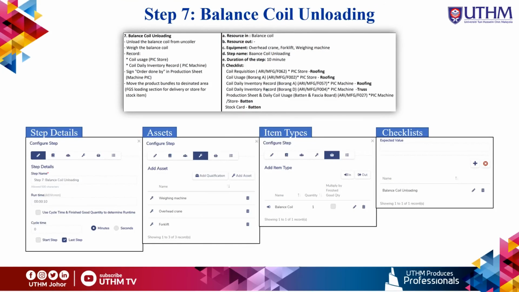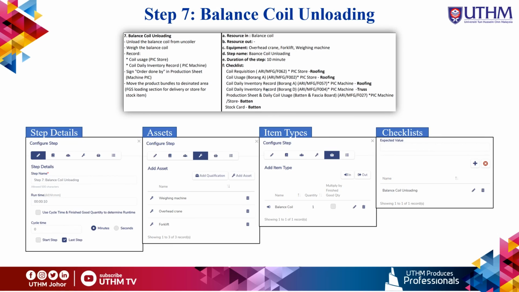The last step, step 7, is balance coil unloading. For this step, we unload the balance coil from the uncoiler, weigh the balance coil, record coil usage and coil daily inventory record, sign the order done in the production sheet, and move the product bundles to the designated area. Resource in is balance coil, resource out is nothing. Equipment is overhead crane, forklift, and weighing machine.